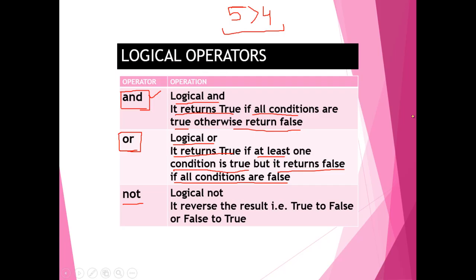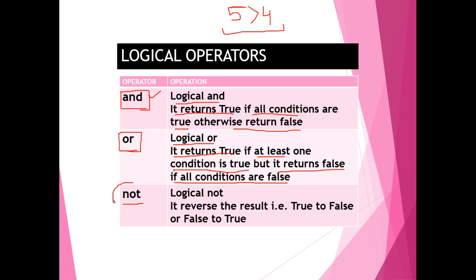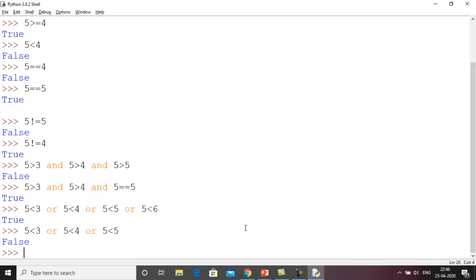Okay, and the last one is basically not. So what is the purpose of this not? This not is basically used to reverse the result. It means if you have got the answer true, it will turn it to false. If you get the answer false, it will turn it to true. Let me show you practically how this works.